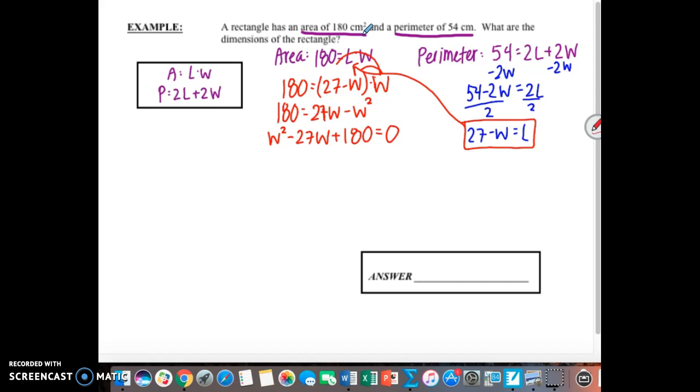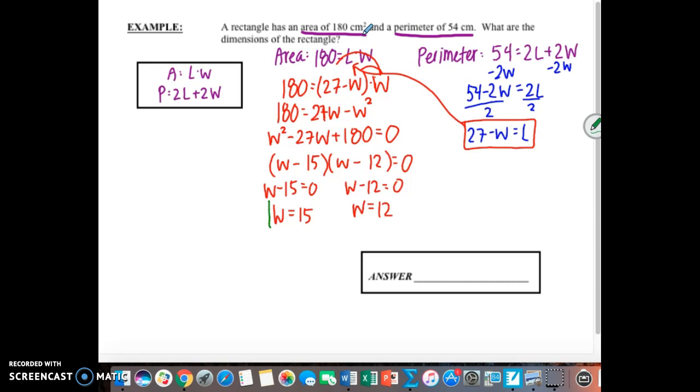So now thinking of factors of 180, since it's a positive 180, you know you'll need either 2 pluses or 2 minuses. Since the 27 is negative, we know we'll end up having W minus and W minus. 15 times 12 gives us 180, and they sum up to 27. So we can set those equal to 0. We'll have W minus 15 equals 0, and W minus 12 equals 0. Adding 15 to both sides, we're left with W equals 15. And adding 12, we're left with W equals 12.